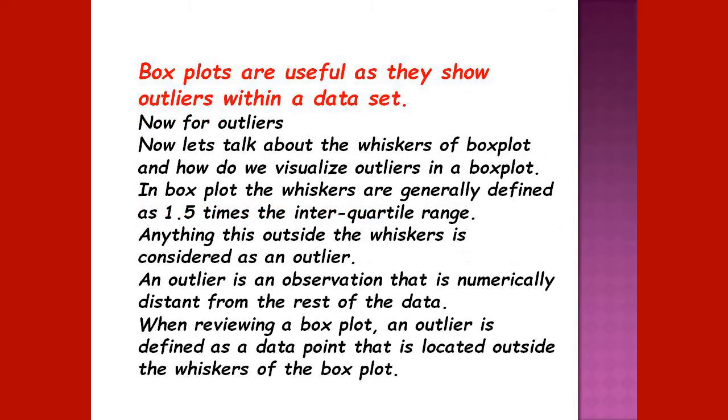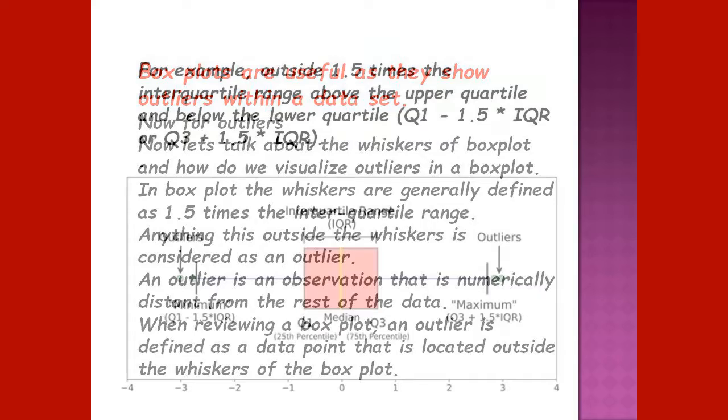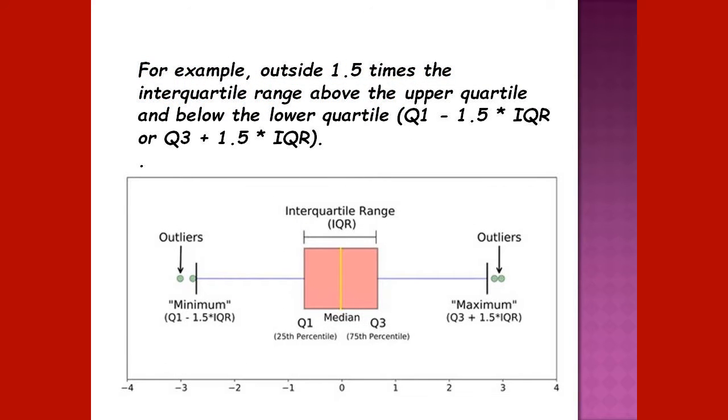Box plots are useful as they show outliers within a data set. Now let's talk about the whiskers of box plot and how we visualize outliers in a box plot. In box plot, the whiskers are generally defined as 1.5 times the interquartile range. For example, outside 1.5 times the interquartile range above the upper quartile and below the lower quartile. So to calculate the outliers, we can apply this formula: Q1 minus 1.5 times interquartile range, or Q3 plus 1.5 times interquartile range. From this graph, you can clearly understand this.